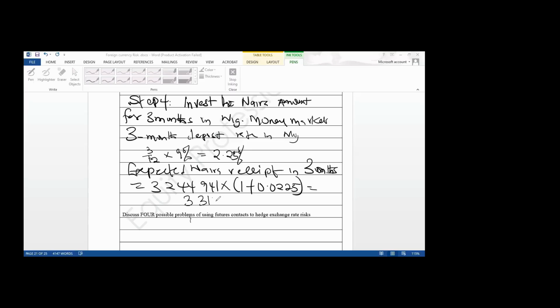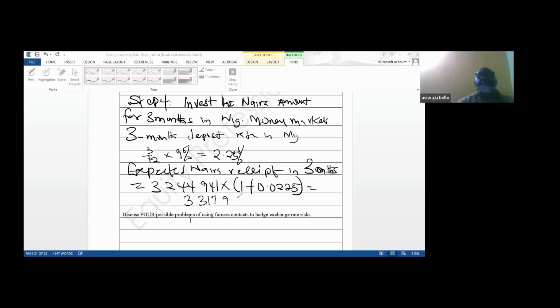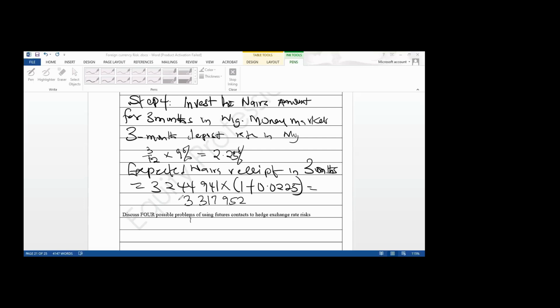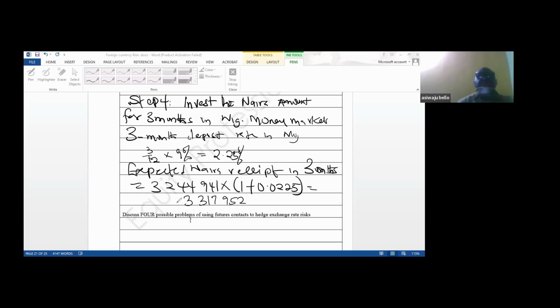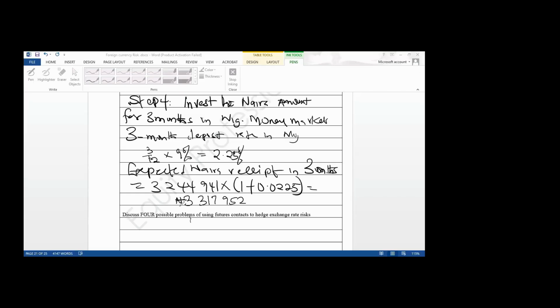3,317,952. That is the Naira amount that you are going to expect in 3 months' time.